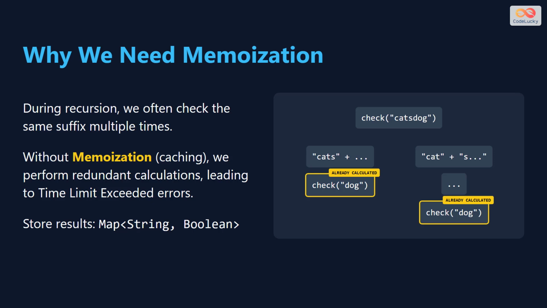However, simple recursion isn't enough. We will often encounter the same substrings multiple times. For example, checking dog might happen in different branches of the recursion tree. To avoid redundant work and time limit errors, we use memoization. We store the result of every substring we check in a map, so we never calculate it twice.